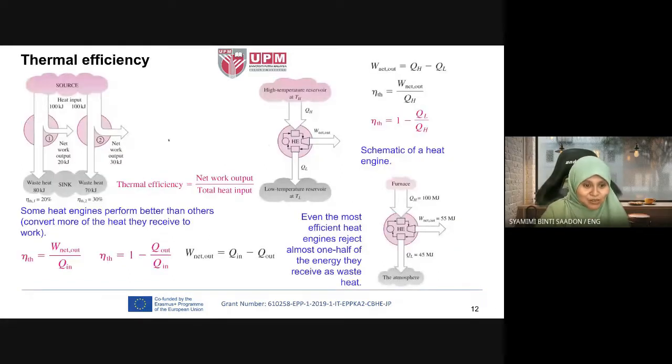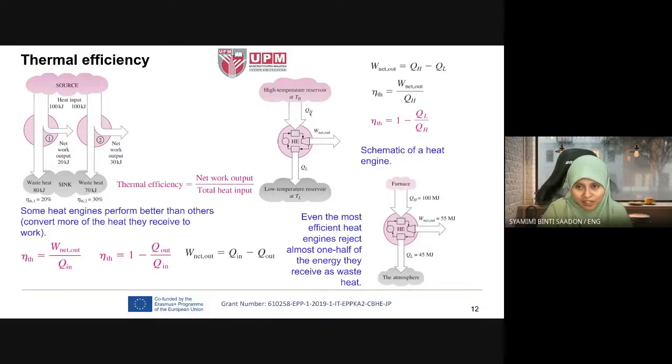Okay. So thermal efficiency again. We have a few different equations that depend on the parameters, the inputs that we have. We can use this one, the net power output over Q in, or we can use this one, 1 minus Q out over Q in, or we can just write net output as Q in minus Q out. So we can use this equation.